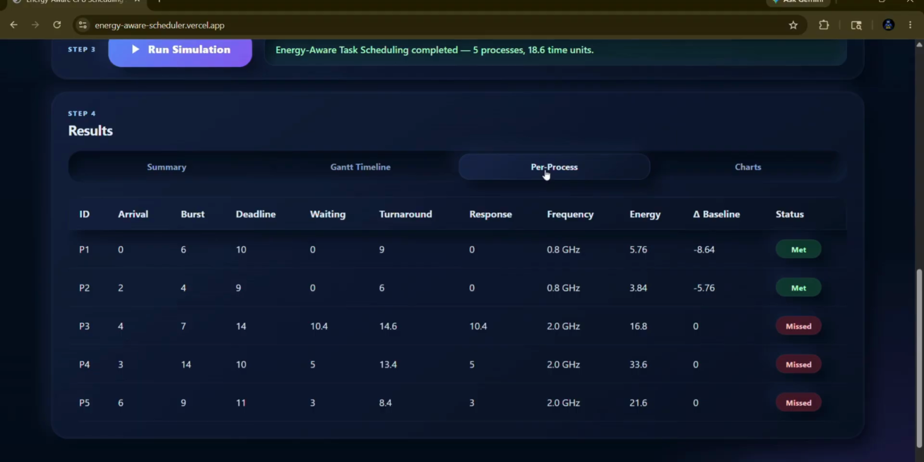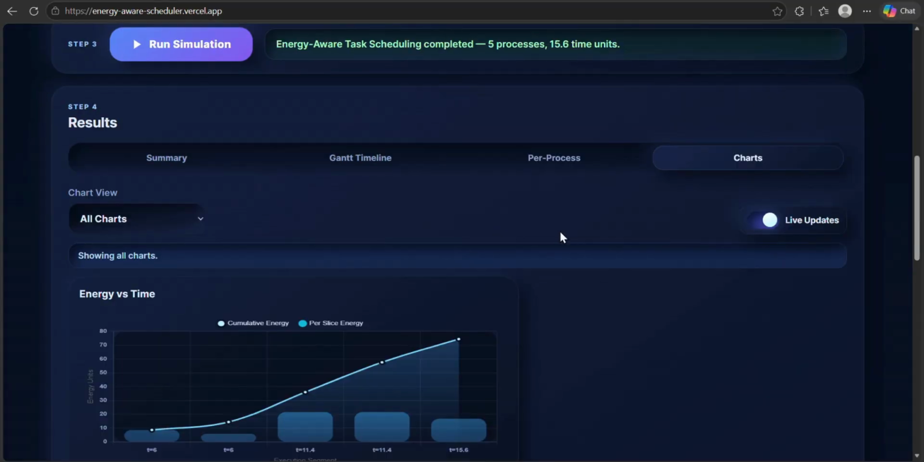The delta baseline column shows the energy saving. P1, process 1 and process 2, show negative values, meaning they saved energy. Process 3, process 4, and process 5 show 0. They run at full speed and still cannot make it. So the scheduler did well on energy efficiency, but deadline management for heavy processes is the clear area for improvement.